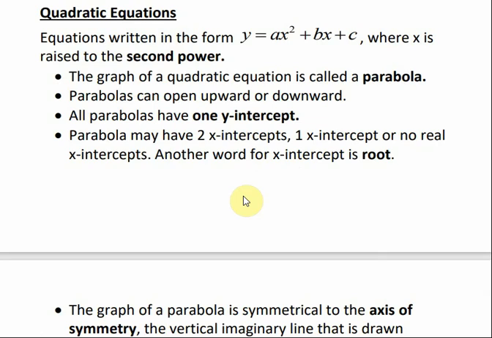Quadratic equations are equations that are written in this form: y is equal to ax squared plus bx plus c, where x is raised to the second power. And when we graph these, we get what's called a parabola. Parabolas can open upward or downward. They all have one y-intercept, but they can have two x-intercepts, one x-intercept, or no real x-intercepts. Another word for an x-intercept is a root.